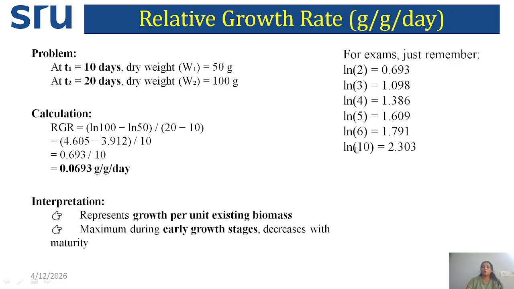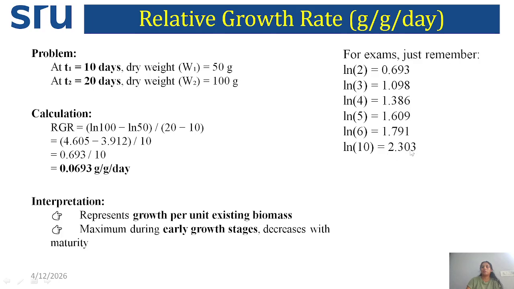Like this, if you know the values of 2, 3, 5 and 10, we can find all other values. Using ln 10 you can measure ln 100. How do we measure ln 50? Just see, ln 5 is 1.609, and ln 10 is 2.303. So ln 50 means 5 into 10, so you need to add these two values. 5 into 10 gives you 50.